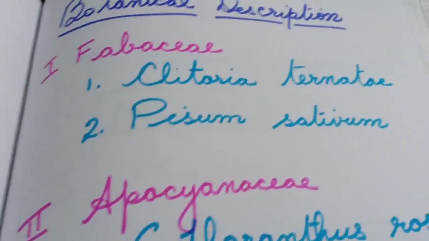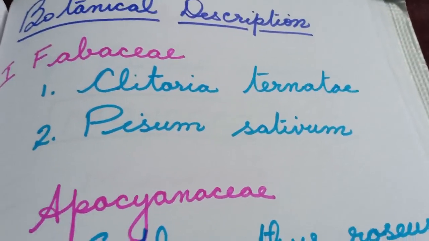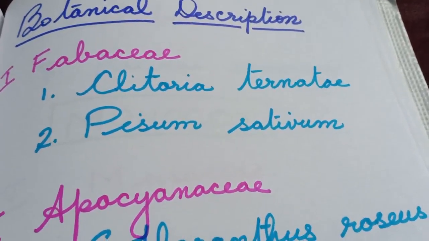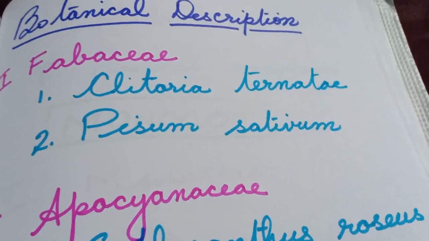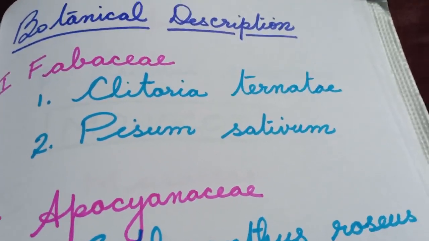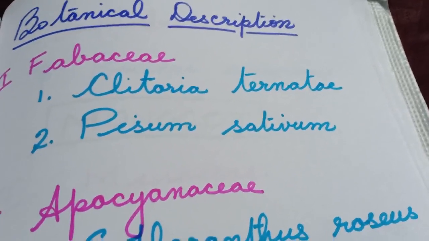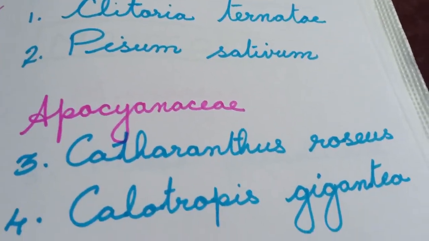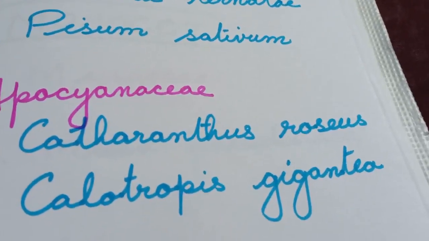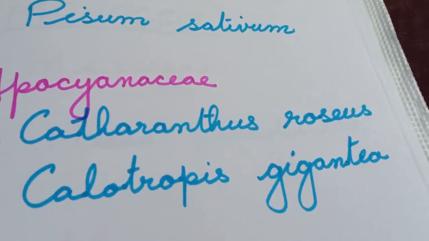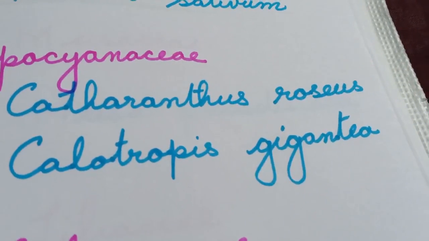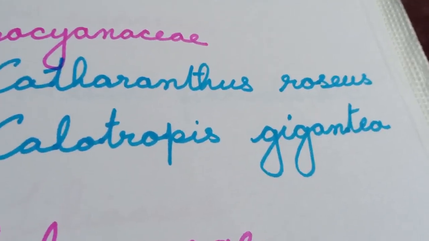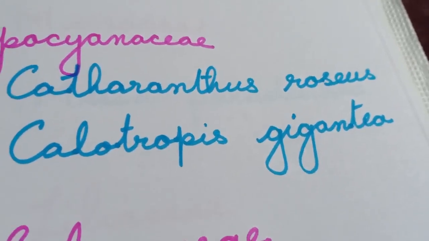In the Fabaceae family, the type plants for description will be Clitoria ternatea and Pisum sativum. Clitoria ternatea is Sangupu, Pisum sativum is Pattani chedi. Okay? Then in Apocynaceae, you have Catharanthus roseus, Nithya Kalyani, and Calotropis gigantea, which you will make it for the Chadurthi and all.